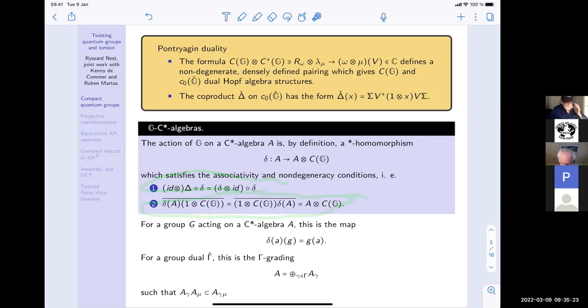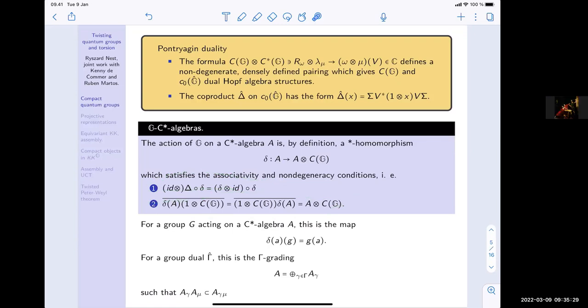And if you don't see what it is, think of it this way. If G is really a group, then this is just the standard map. A maps to functions from G to A, given by g goes to g of a. That's my function from G to A.